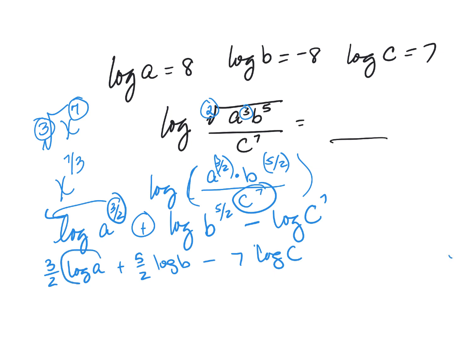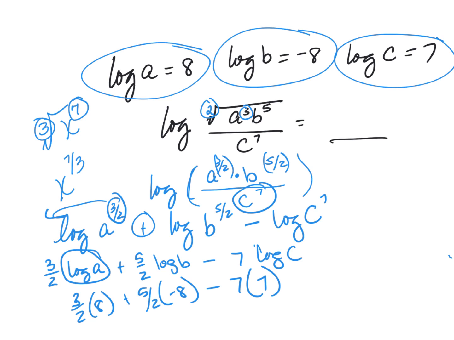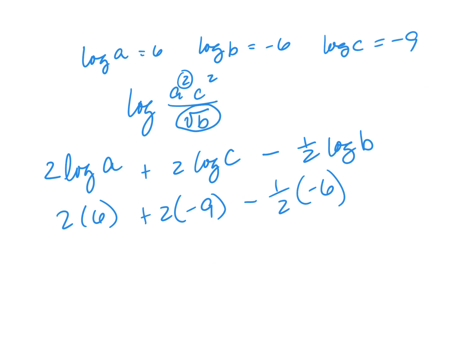Okay. So log of a is 8, so it's going to be 3 halves of 8 plus 5 halves of negative 8 minus 7 times 7. 3 halves of 8 is 12, I believe. And then plus negative 12 minus 49. And this is minus 5 times 4, minus 20, minus 49, I believe.